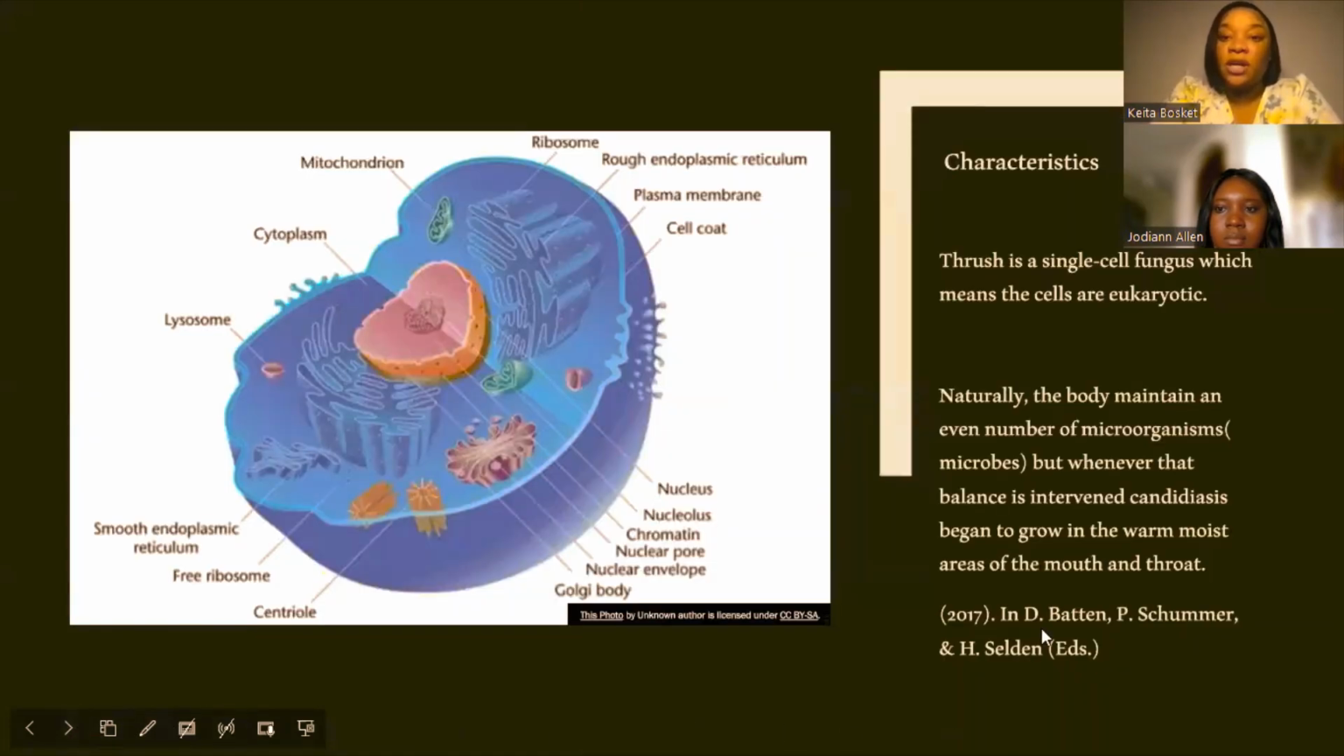Thrush is a single cell fungus. That means it's a eukaryotic cell. The body maintains an even number of microorganisms, but sometimes when the immune system is weak and the microbes have lost their balance, moisture begins to form in the mouth and throat, causing thrush, oral candidiasis.